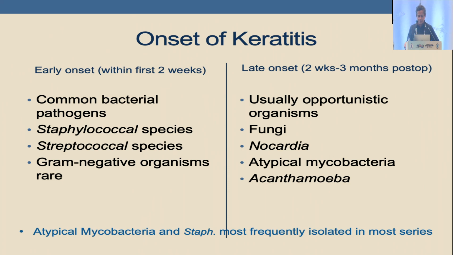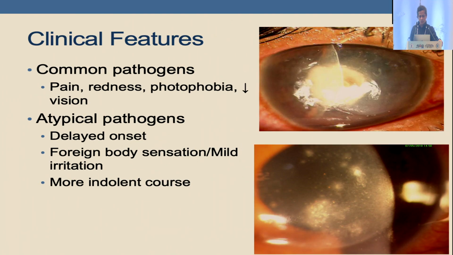The onset of keratitis can be early, which is defined as occurring within the first 2 weeks, and late, which is after 2 weeks to 3 months post-operative, although you can see post-LASIK keratitis happening years after the initial surgery. Common causative organisms in early cases are staph, strep, and gram-negative organisms, which are really rare. In late onset, you can see more fungus, Nocardia, atypical mycobacteria, and sometimes Acanthamoeba as well.